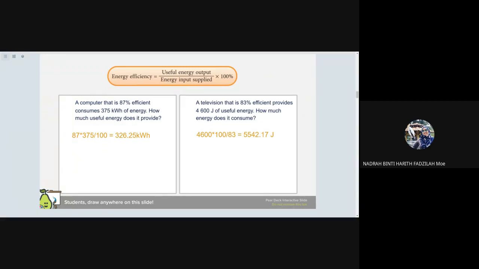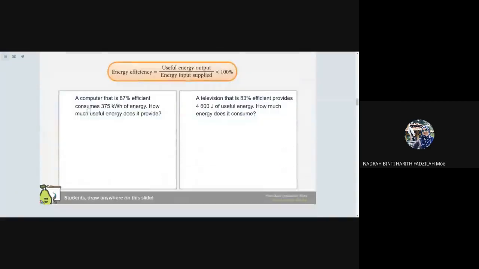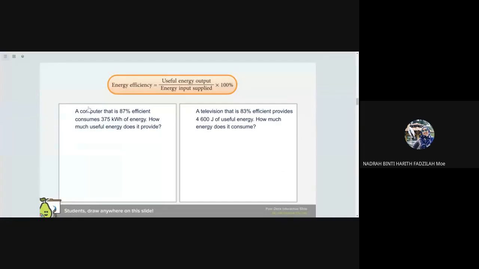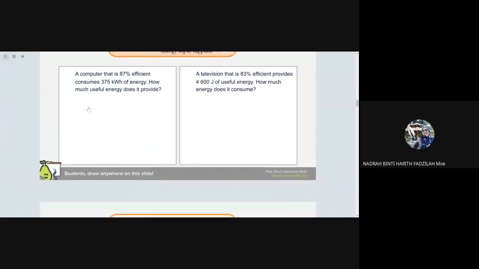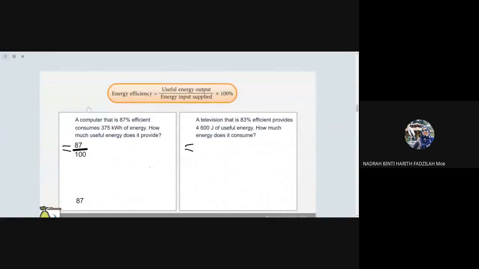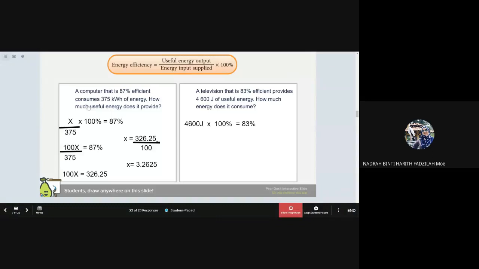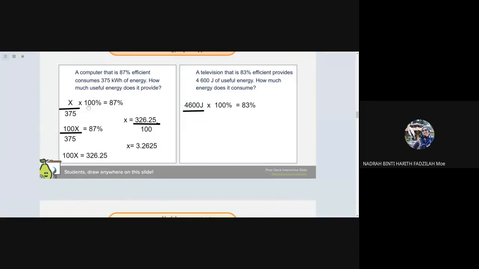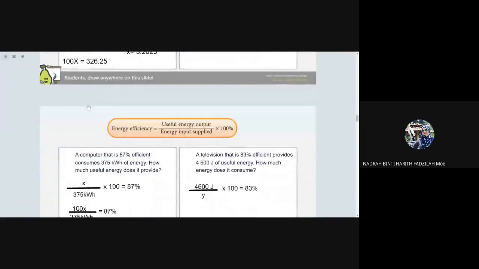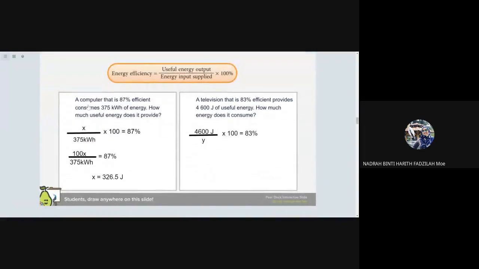1 joule of energy equals to 1 watt. 1 joule sama dengan 1 watt. So it is okay for you to use the same formula for calculating energy in joule units or in kilowatt atau watt units.